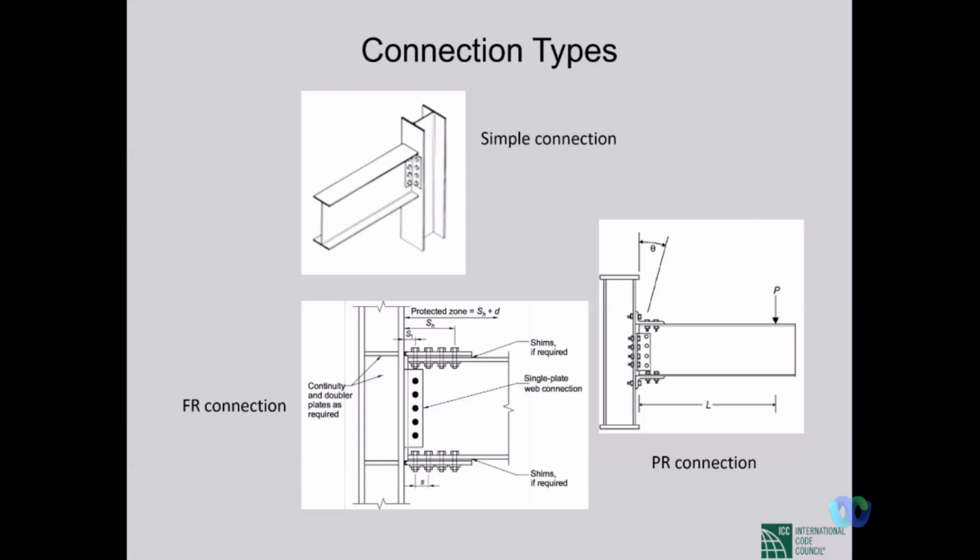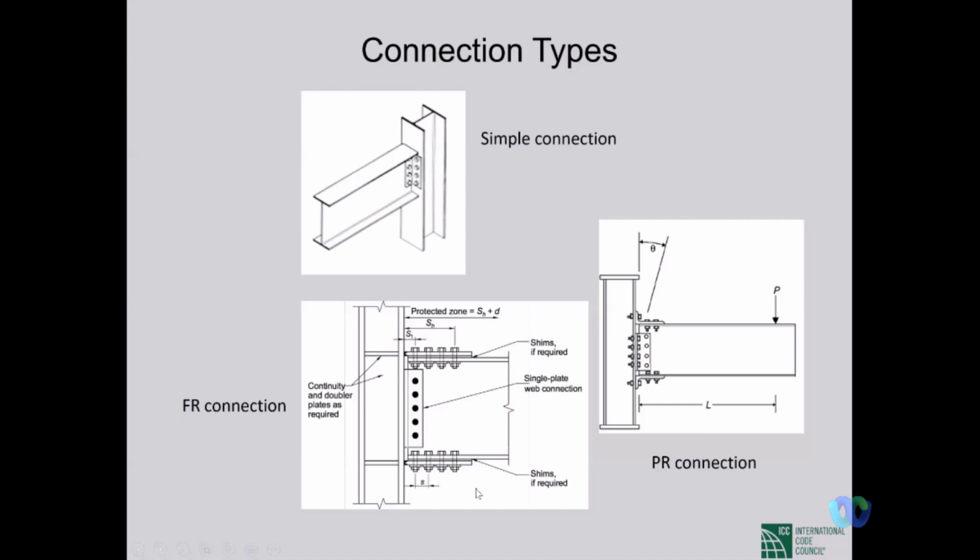In case of FR connection, the connections are made both at the web and at the flange. In fact, the beam flanges are welded to the column flanges and made rigid. And you see there are stiffeners along that line. So this is a typical detailing of fully restrained connection. All the flexural stresses that are produced due to moment in the flanges are transferred to the column.